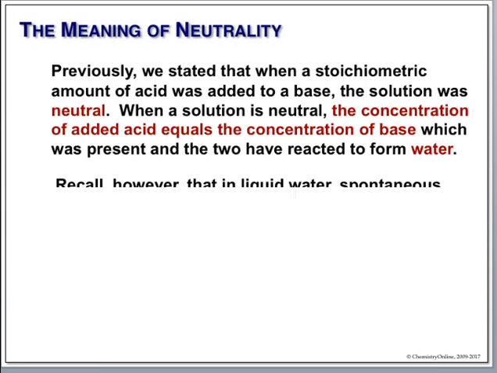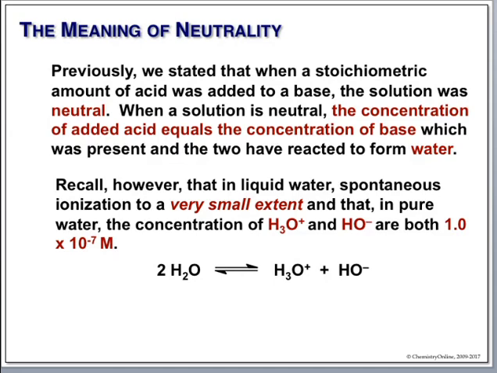All right, let's go back to our concept of neutrality. Remember, we said that as water sits there, absolutely pure water, it's not pure. It has hydronium and hydroxide in it, right? How much? 1 times 10 to the minus 7 molar of each. Okay, that's in pure water.